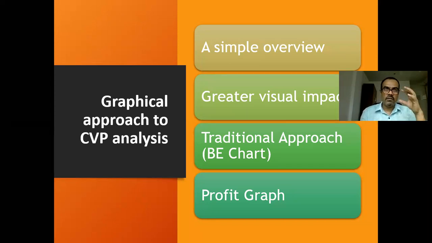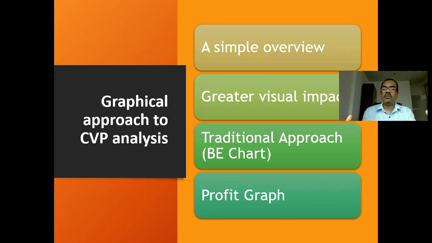So that's why we say that graphs or pictures are important, right? A picture talks much more than a word. So the graphical approach is what you call a pictorial approach of learning. Visual impact is there, and we use two types of graphs. One is called the break-even graph or chart. The other one is the profit graph.